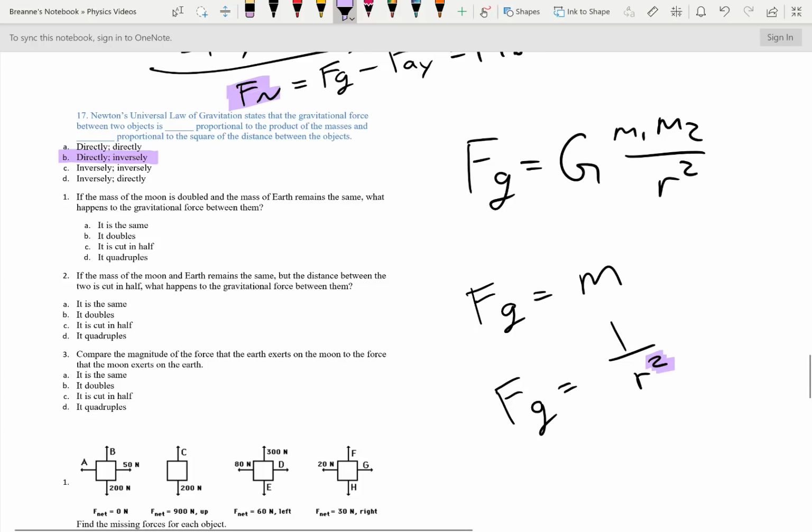If the mass of the moon is doubled and the mass of the earth remains the same, what happens to the gravitational force then? So if this doubles, that means your force doubles because it's a direct relationship.